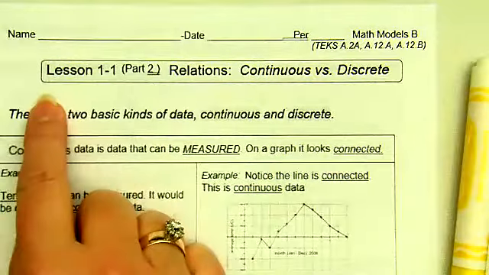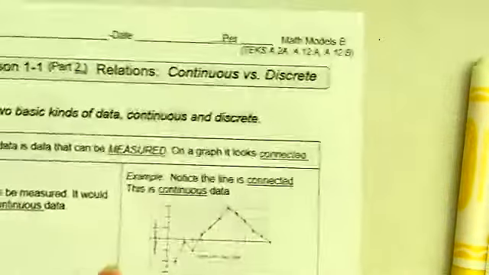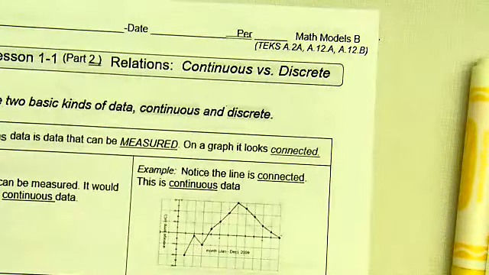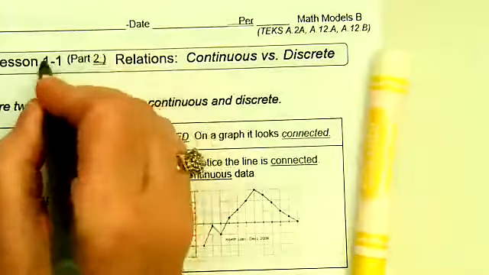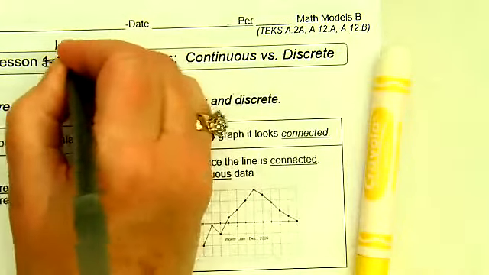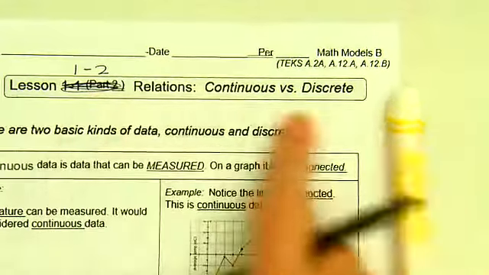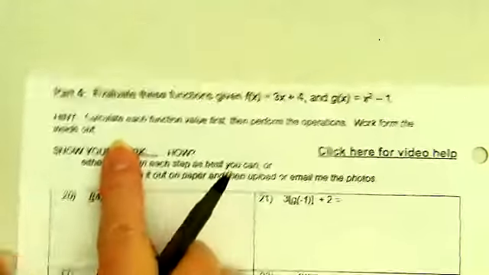Hey guys, I wanted to give you some help on part 4 of this lesson that started discrete versus continuous. On your document, this is probably called lesson 1-2. It's been renamed. And the last page, part 4.